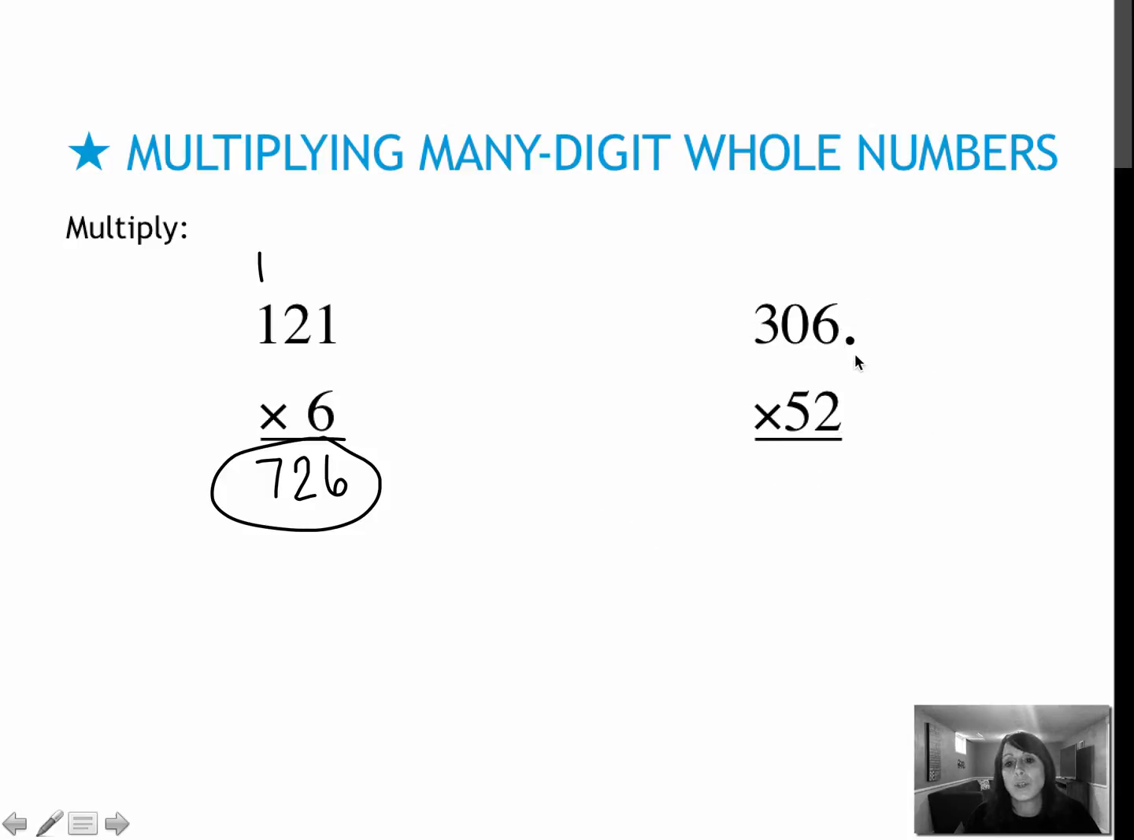For my second question, I'm taking first the 2 times everything. So 2 times 6 is 12. Carry the 1. 2 times 0 is 0. Still add the 1 to get 1. And 2 times 3 is 6.